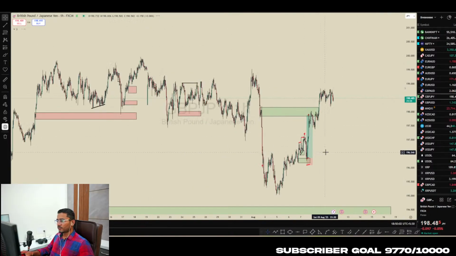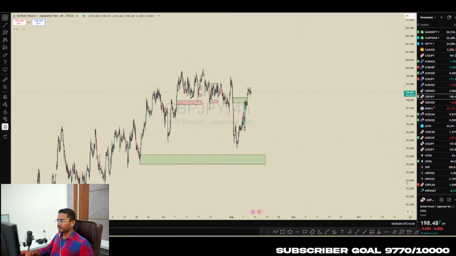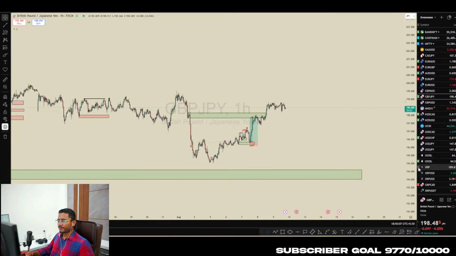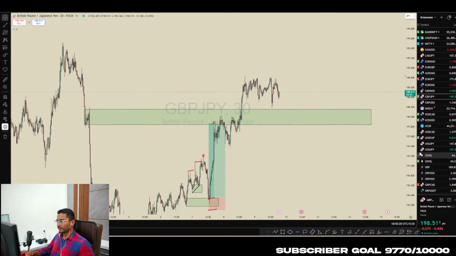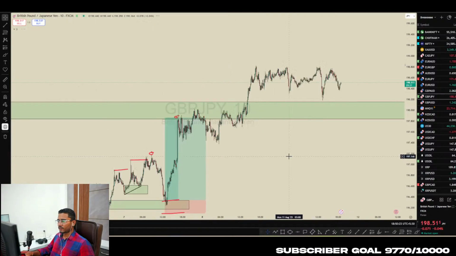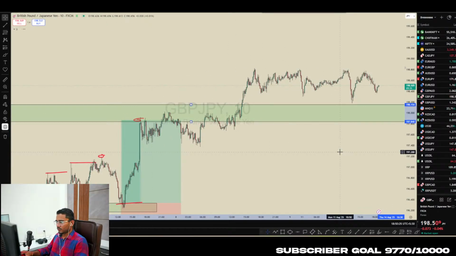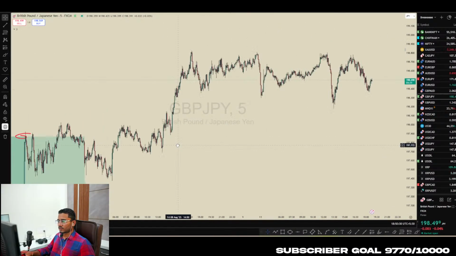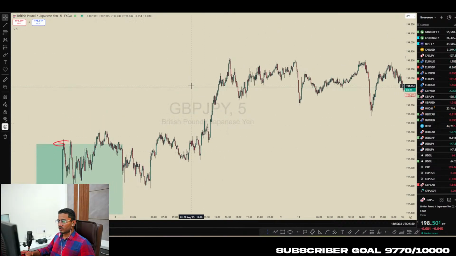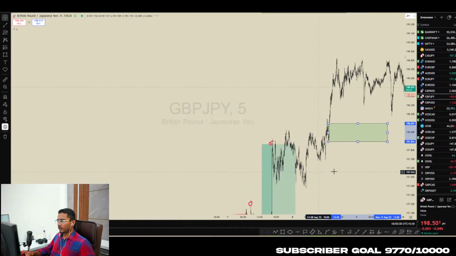On GJ, look at this area on the 1 hour. This is where we have this breaker block, a 1 hour breaker block. Again, there is an order block which broke the structure. So we look at 30 minutes, 5 minutes. This area has not been mitigated, so we can look for entry from this area.